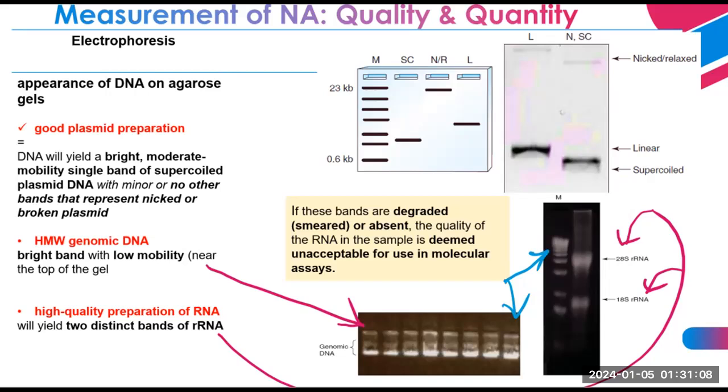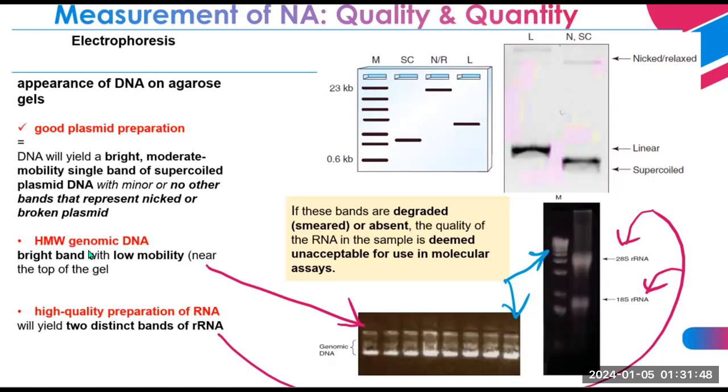So under electrophoresis, the visualization of DNA in agarose gels is influenced by the type of isolated DNA. A well-prepared plasmid DNA sample typically exhibits a bright singular band of supercoiled plasmid DNA with moderate mobility, so it will migrate downwards, accompanied by minimal or no additional bands representing nicked or broken plasmid forms.